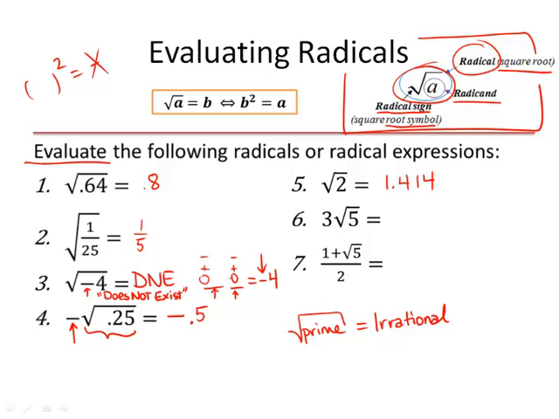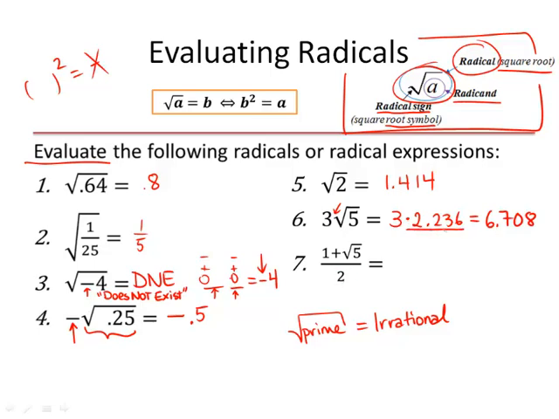So 3 root 5, what operation is right in the middle there? Well, it's actually a times. So we're going 3 times the square root of 5, and to approximate the square root of 5, we can use our calculator. 2.236, and that's approximated, rounded to 3 decimal places, and multiplied by 3 gives us 6.708, another approximation.